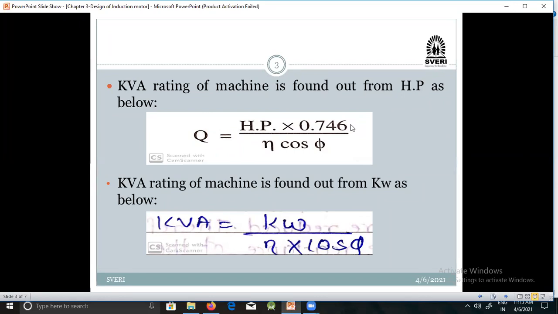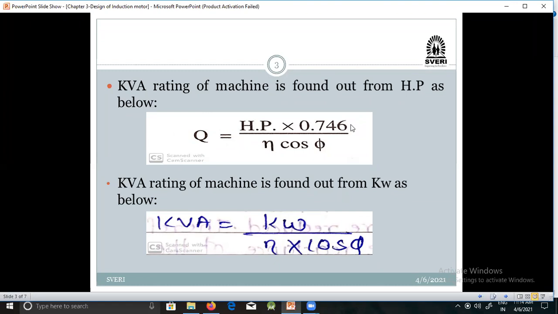When it is mentioned in HP, how to find out? HP into 0.746 divided by efficiency into power factor, that is the cos phi. But if the rating of that machine is given in kilowatt, then you have to convert it, or its analogous kVA you can find out by kilowatt, whatever the kilowatt given to you, divided by efficiency into cos phi. See, many times students make mistakes in this particular formula only.